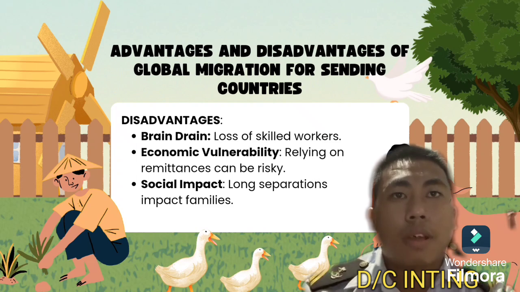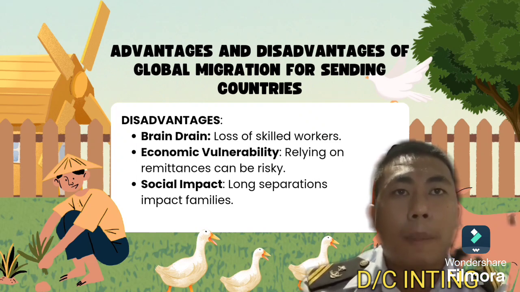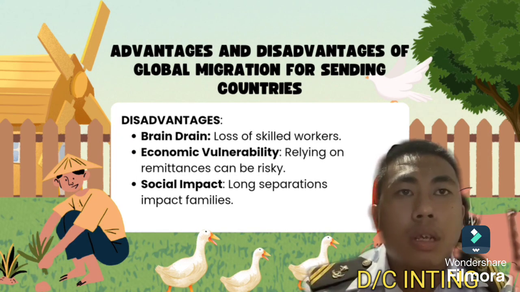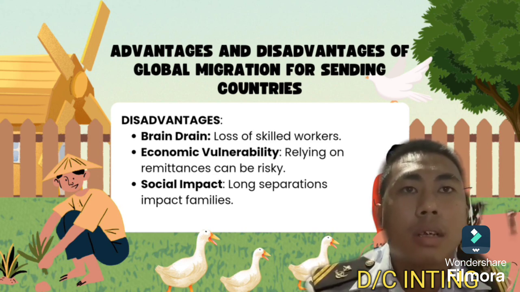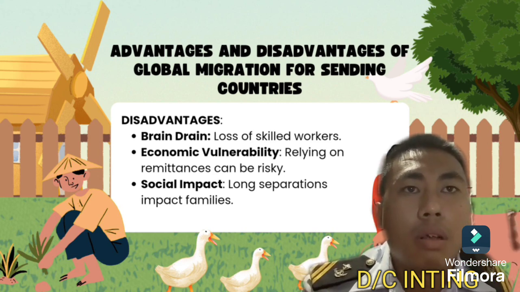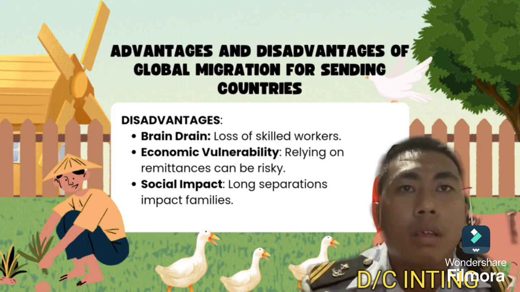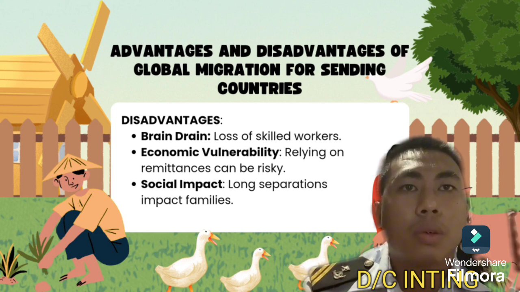So these are the disadvantages. Brain drain. Many skilled workers leave, which can lead to a shortage of professionals like doctors and engineers. Number two is dependency on remittance. Economies that rely too heavily on money sent by migrants can become unstable if those funds decrease. Number three is family separation. Families may be separated for long periods, leading to social and emotional challenges.